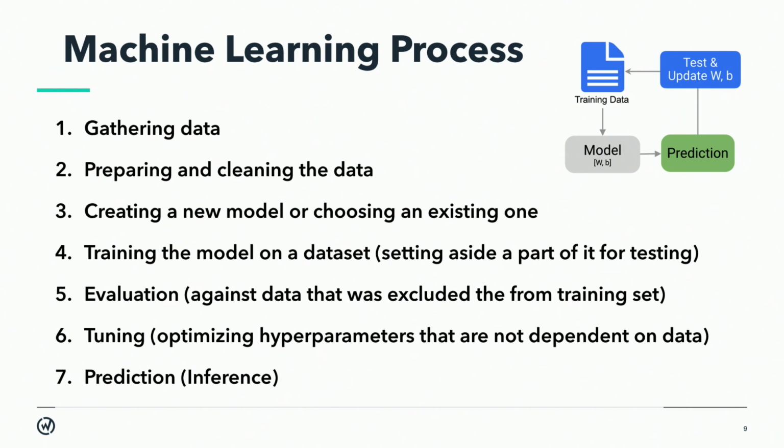The next step is evaluation. We need to evaluate your model against the data that was excluded from the original training set. And then finally, you can do some extra tuning, because some models can have hyperparameters that are not dependent on data. The final step is actual predictions, or inference.